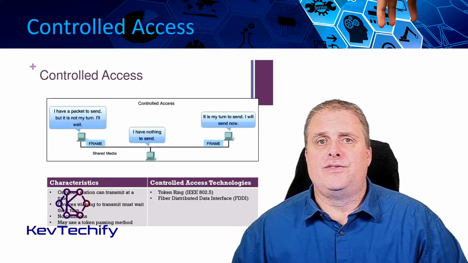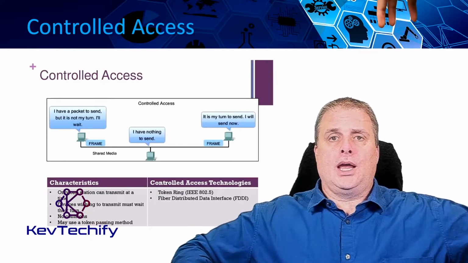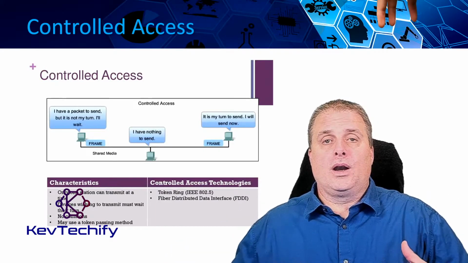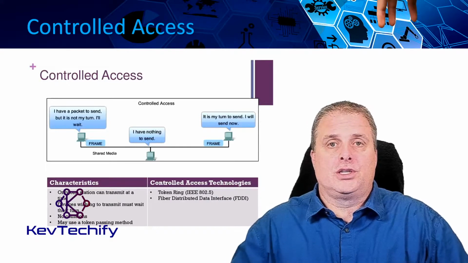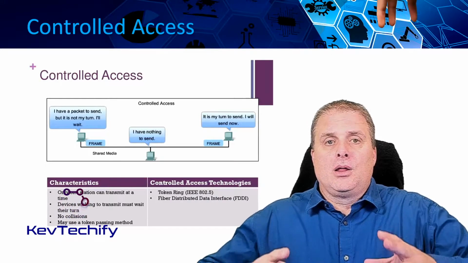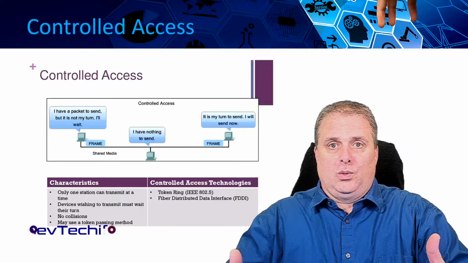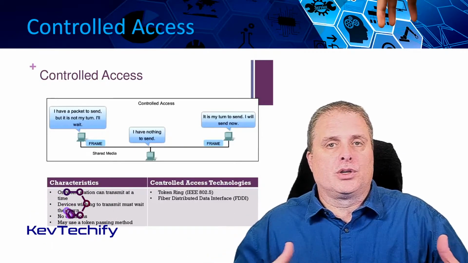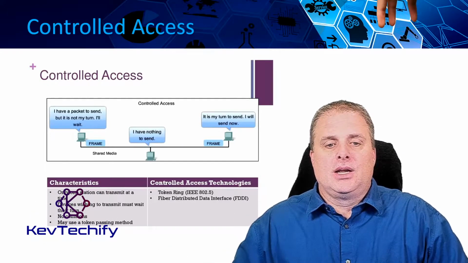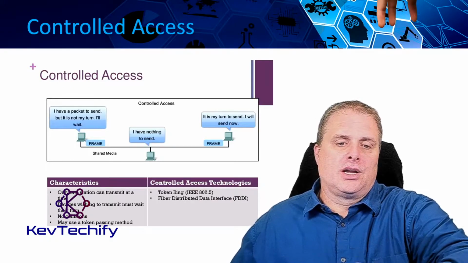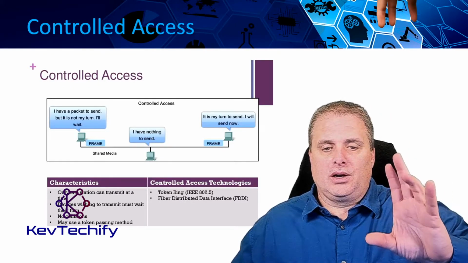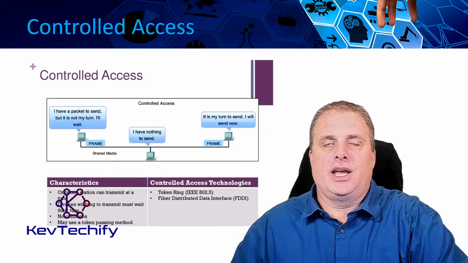Controlled access is very orderly. Let's set up a process where we allow only one person to talk at a time. By this process, we won't have any problems or collisions on the network. Underneath here, you can see where it says controlled access methods. This is token ring or fiber distribution data interface.